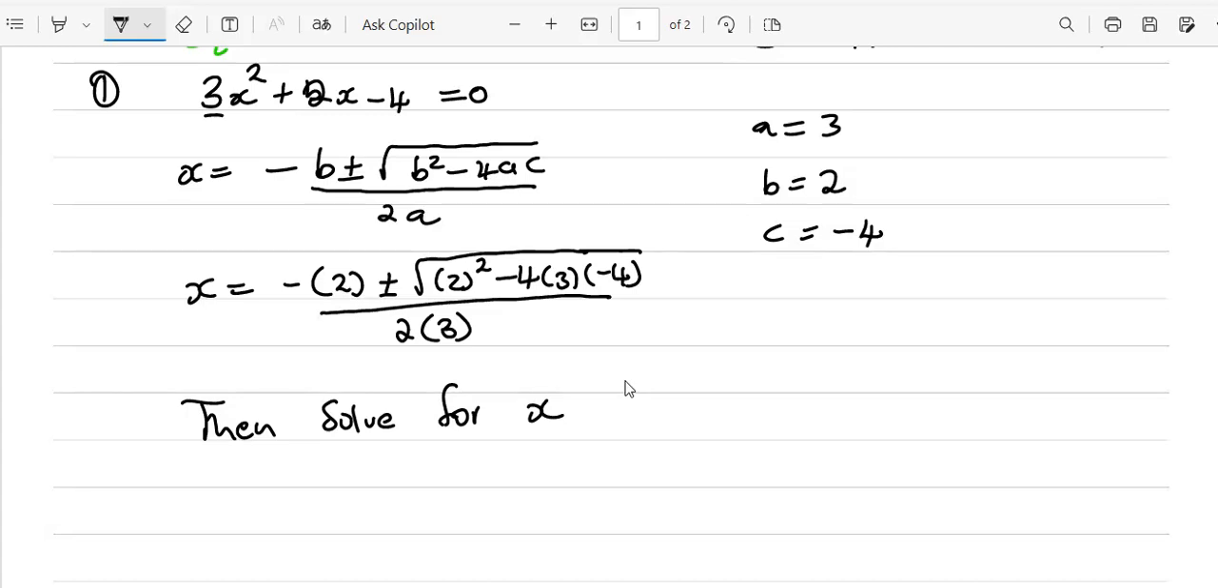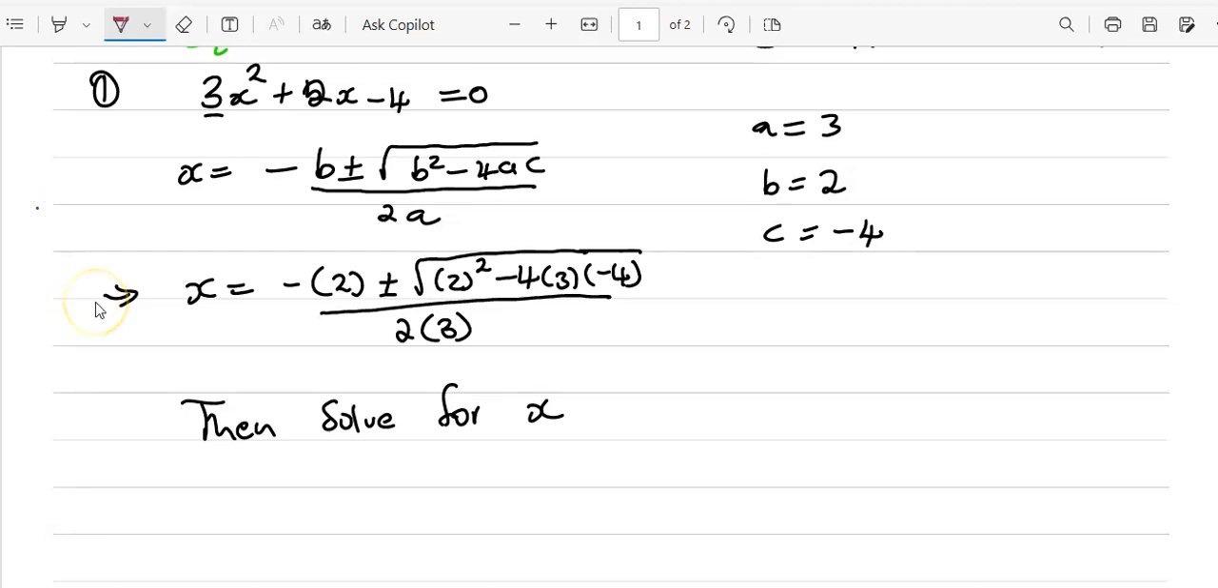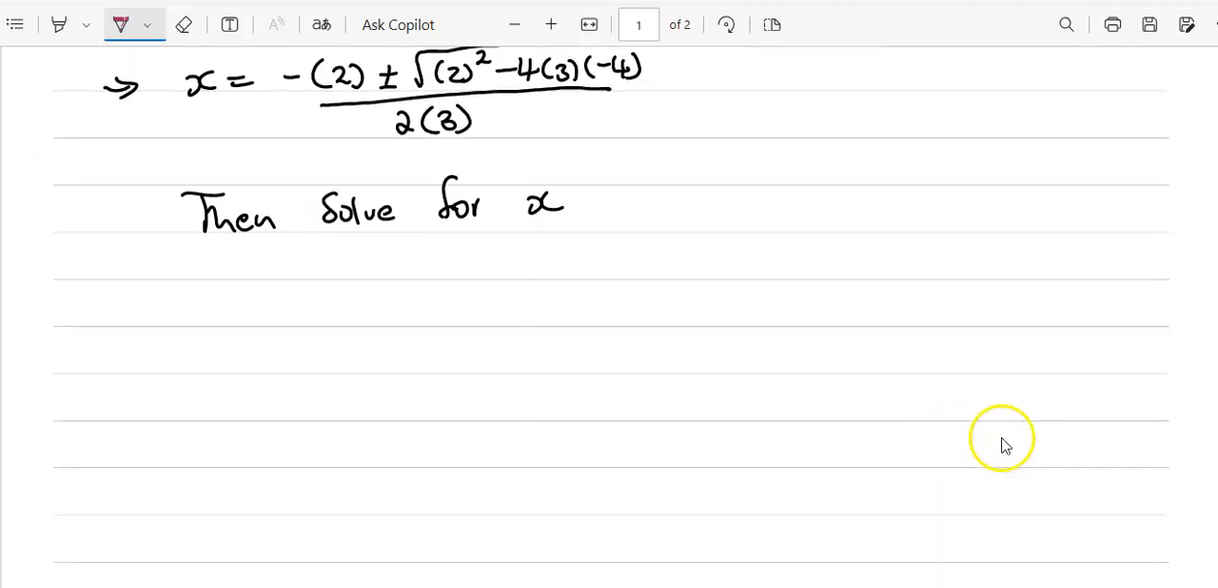Most of the time in an exam, they'll say round your answer to 2 decimal places. But remember, this video is more about the nature of the roots. When we talk about the nature of the roots, we're going to put our main focus on what you have inside the square root. What you have inside the square root, we call the discriminant. This is what I want us to talk about in this video.